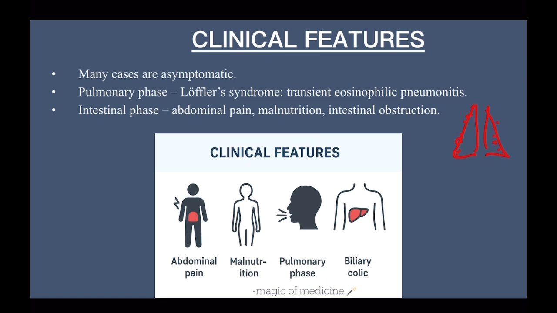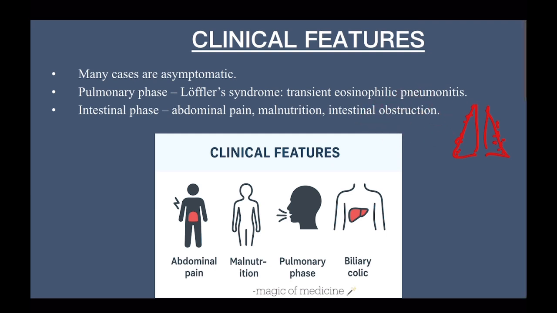So in this Loeffler syndrome, the patients will clinically present with cough and wheezing, and on blood examination there will be eosinophilia, and on chest x-ray there will be peripheral lung field infiltrations. Hazy opacities will be noted in peripheral lung fields. Second, there is intestinal phase. So in intestinal phase, patient will present with abdominal pain, nausea, malnutrition, anemia because the worm hampers the iron absorption. Also, the heavy worm load clumps together and cause intestinal obstruction.